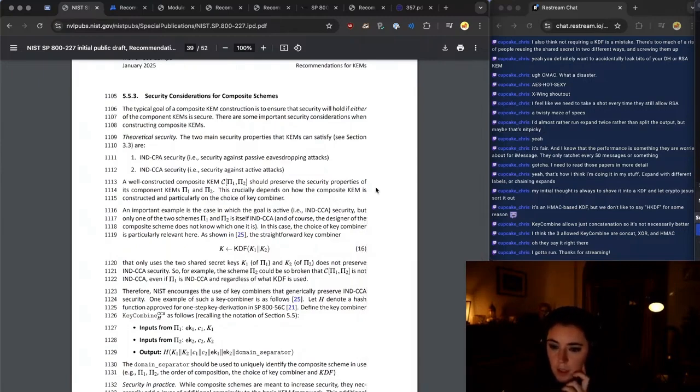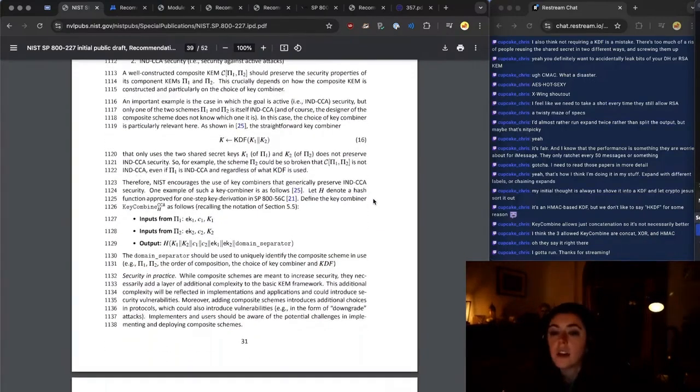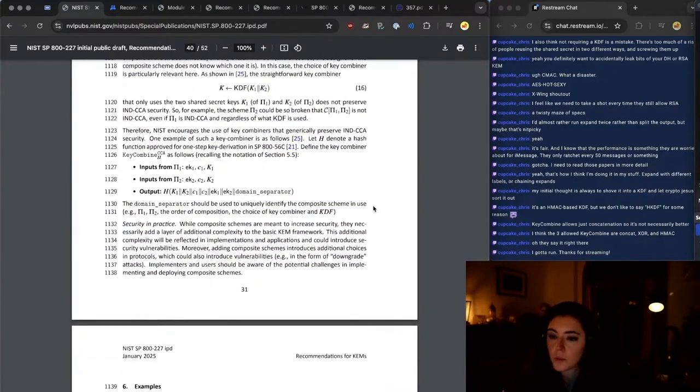The straightforward key combiner, KDF of the concatenation of the shared secrets, that only uses two shared secrets, does not preserve IND-CCA security. The scheme Pi 2 could be so broken that the combined Pi 1, Pi 2 is not IND-CCA, even if Pi 1 is IND-CCA, and regardless of which KDF is used. Yes! Very good. Therefore, NIST encourages the use of key combiners that generically preserve IND-CCA security.